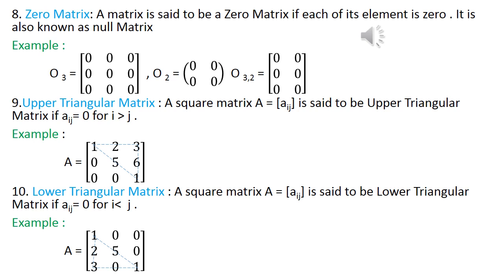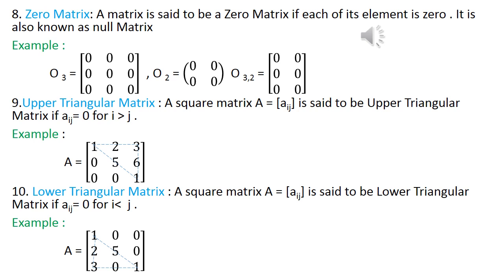Ninth one is upper triangular matrix. A square matrix is said to be an upper triangular matrix if Aij is equal to 0 for i greater than j. That means the element where the row value is greater than the column value is equal to 0. For example, the element in second row first column is 0, third row first column 0, third row second column 0.